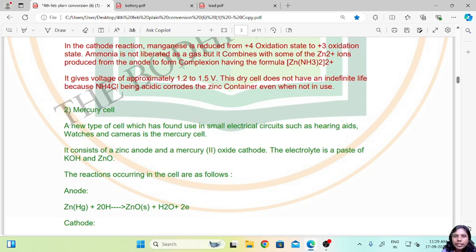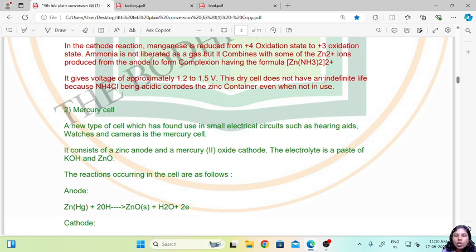Ammonia is not liberated as a gas, but it combines with some of the Zn2+ ions produced from the anode to form a complex having the formula [Zn(NH3)2]2+. So the NH3, that is ammonia, is not actually liberated out as gas, but it combines with zinc and forms a complex of Zn(NH3)2 2+. It gives a voltage of approximately 1.2 to 1.5 volts.